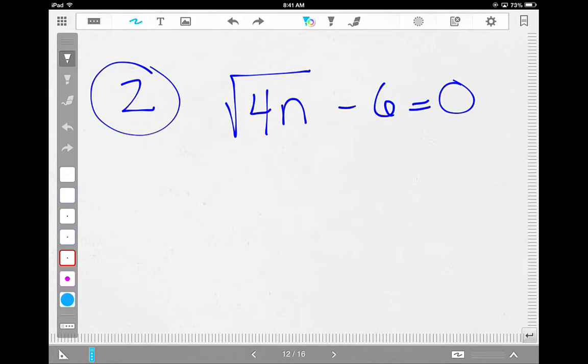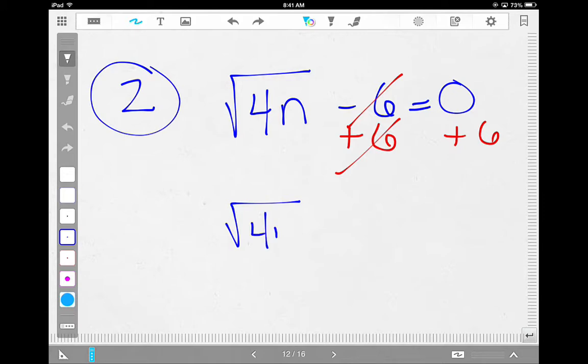This time there's more under the square root, but that doesn't change what I do one bit. The first thing I see is that I need to get rid of this minus 6. So the opposite of subtracting 6 is adding 6. So that eliminates or cancels out the negative 6 on the left side, leaving me just the square root of 4n. And it will equal 0 plus 6 is 6.